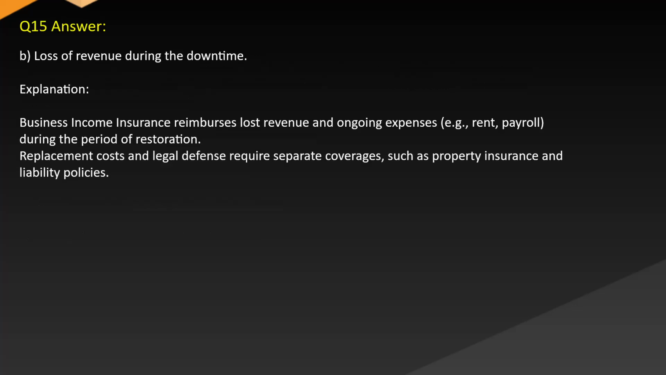Answer: B. Loss of revenue during the downtime. Explanation: business income insurance reimburses lost revenue and ongoing expenses, e.g. rent, payroll, during the period of restoration. Replacement costs and legal defense require separate coverages such as property insurance and liability policies.